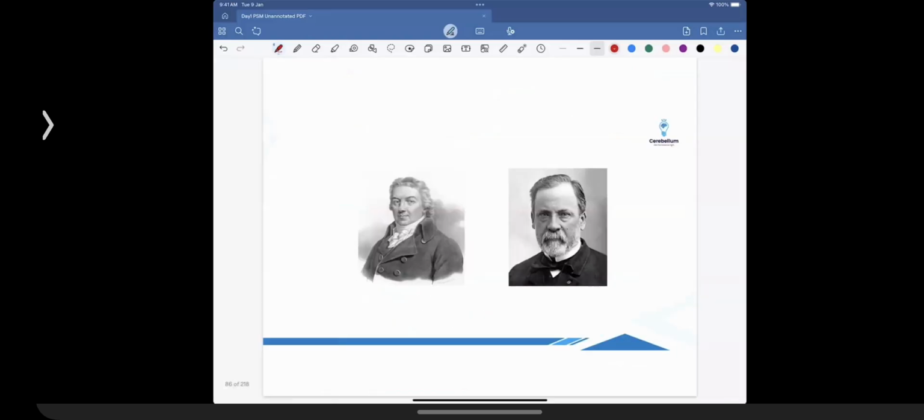Good. Very nice. And finally, who are these two Bollywood heroes in front of you? First one is Edward Jenner, the person who is credited with development of the first vaccine and the term vaccination. Which was the vaccine? Smallpox.